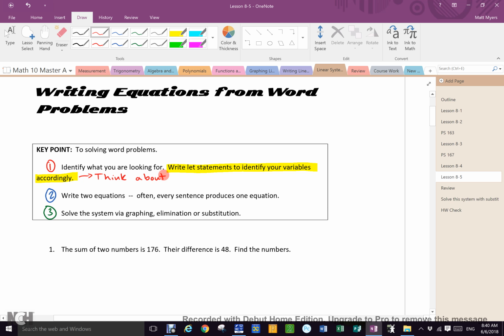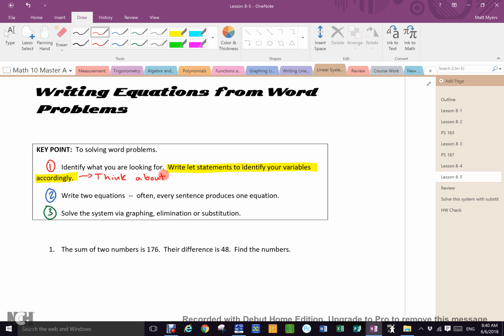So the first thing we need to do is identify what we are looking for. So let's read this question. The sum of two numbers is 176. The difference is 48. Find the numbers. What do I need to find? The numbers. How many numbers, Elijah? Two numbers. Do I know either of them? No. So what do we give in math if we don't know something?